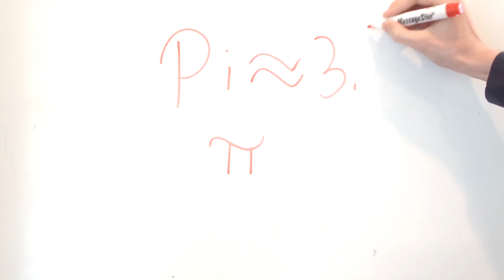Pi. What is pi? Well, pretty much all of us know that pi is approximately 3.14, but that doesn't really tell us much about pi. What is pi? How did it get its name? Who discovered it? And how did they approximate it?